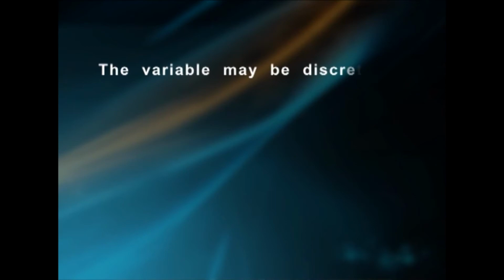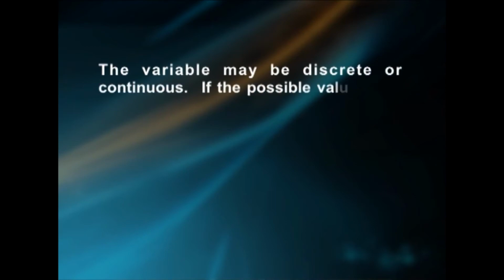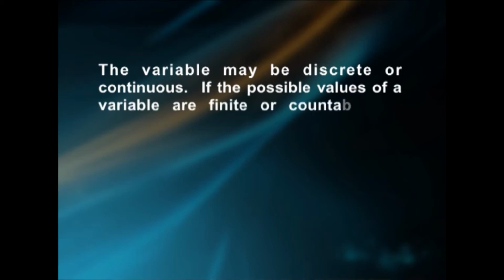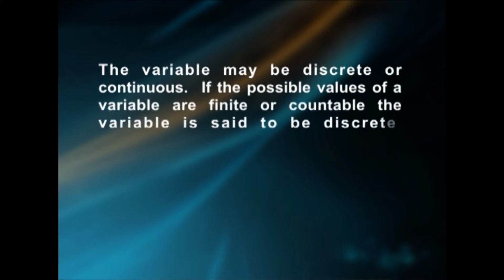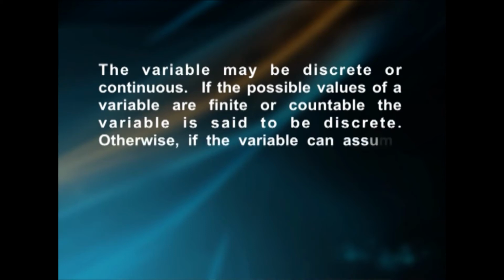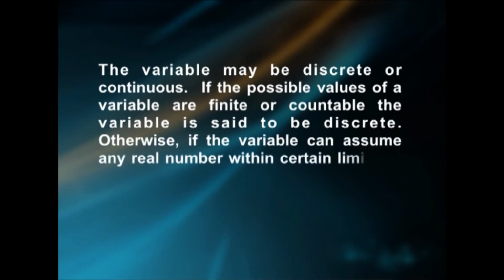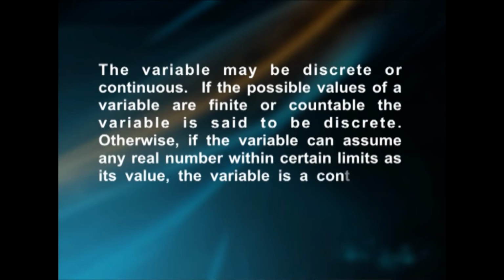The quantitative phenomenon under consideration is called a variable. The variable may be discrete or continuous. If the possible values of a variable are finite or countable, the variable is said to be discrete. Otherwise, if the variable can assume any real number within certain limits as its value, the variable is a continuous variable. For example, variables denoting number of children in a family, number of attacks of asthma per week are discrete, and variables such as height, which take any value within a given range, are continuous.